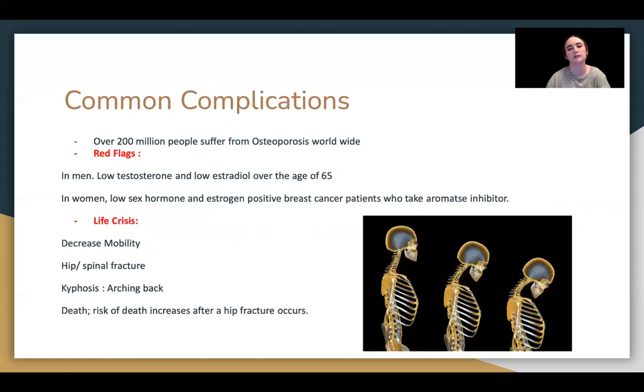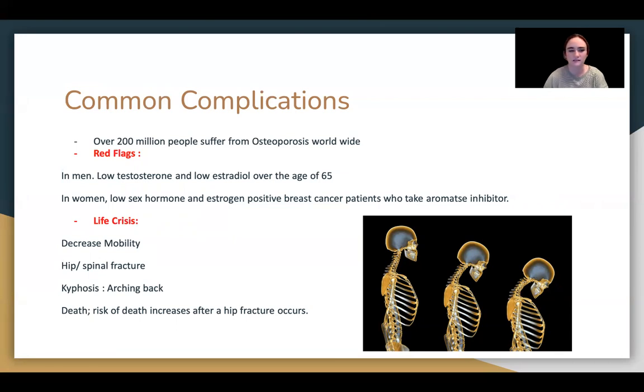Some common complications. Over 200 million people suffer from osteoporosis worldwide. As I said, it's a very common thing. Most people have it, probably a lot of people that you even know have it. Some red flags: in men, low testosterone and low estradiol over the age of 65. In women, low sex hormone and estrogen-positive breast cancer patients who take aromatase inhibitors. I thought that was really interesting.